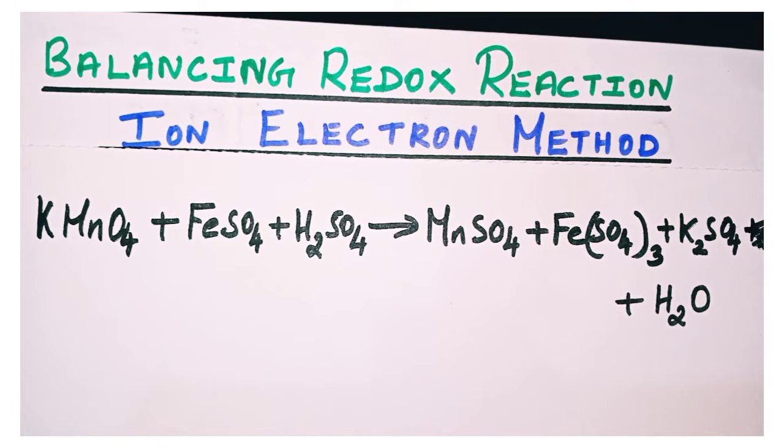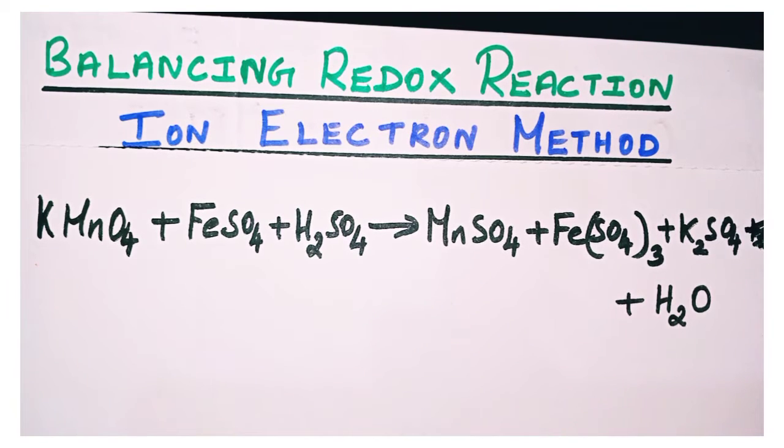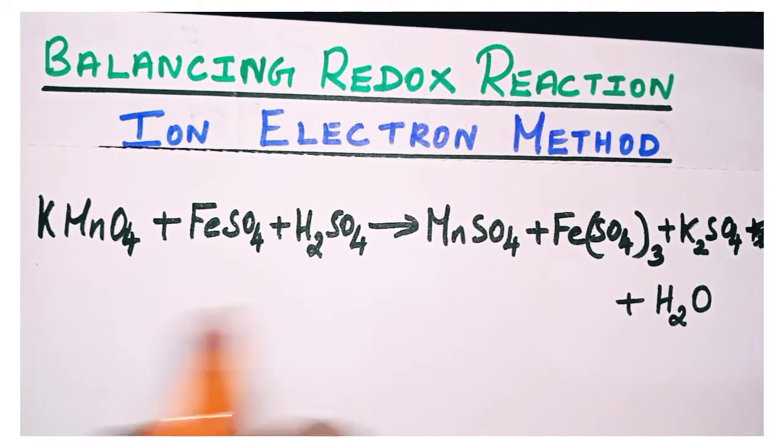By the ion electron method, the first step is to find the oxidation number of each element in the compounds of both reactants as well as products. And check which atom undergoes oxidation and reduction. So that is our first step. Let us now find the oxidation state of the different elements in these compounds.